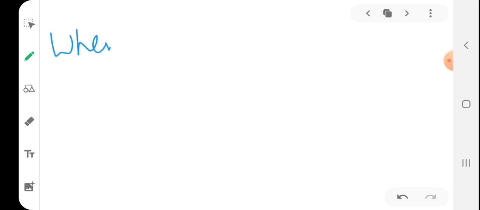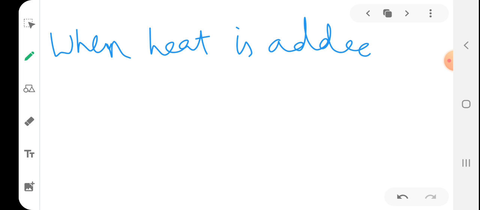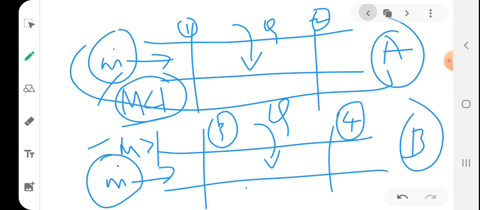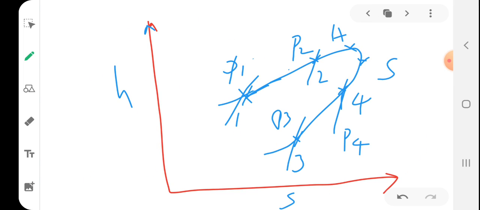When heat is added, entropy always increases, right? So you have studied in your second law of thermodynamics: entropy always increases. So when heat is added, what will be the direction of the flow? Entropy increase means it will be towards the right. For subsonic flow, it will be like this. For supersonic flow, it will be like this.